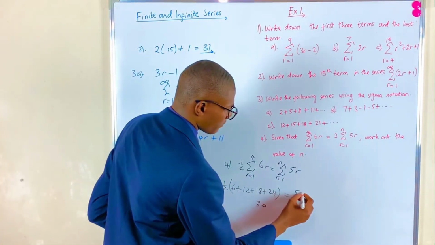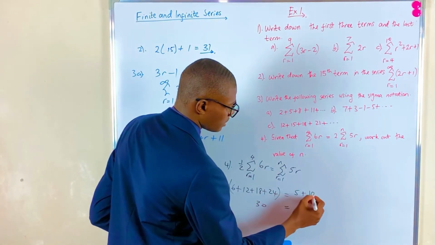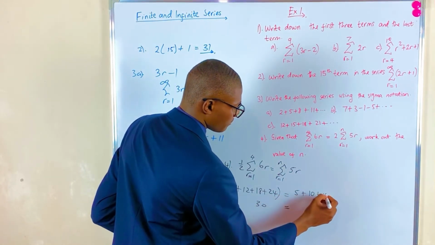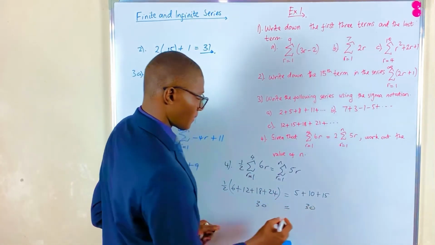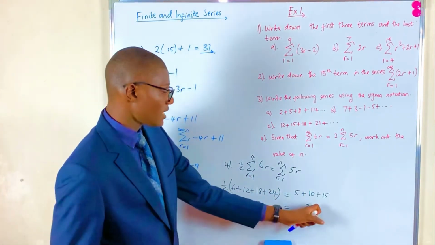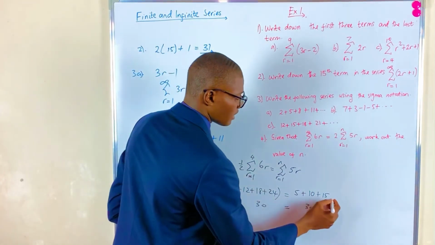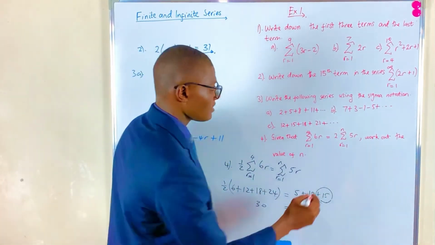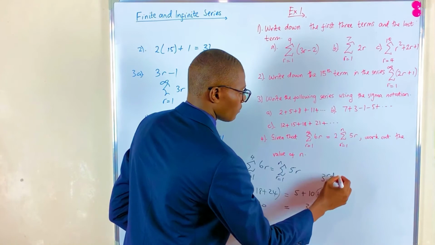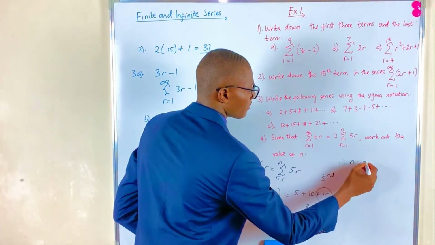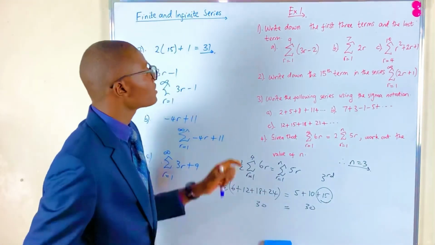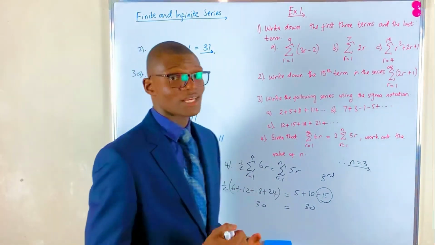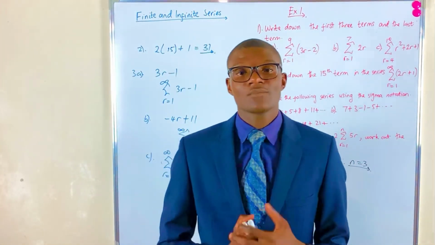When r is equal to 1, we've got 5. When r is equal to 2, 10. When r is equal to 3, we've got 15. And we see this gives us a 30 here. So we see that n is definitely when we get this term. But this term is the third term, which implies that the value of n is equal to 3. Okay, so this is how we deal with infinite and finite series.